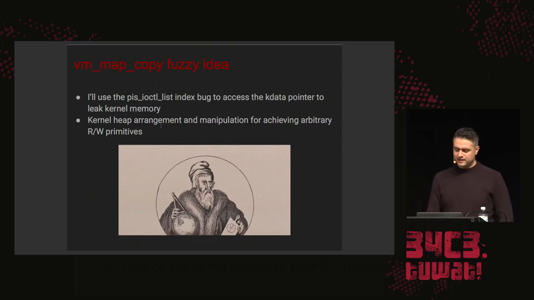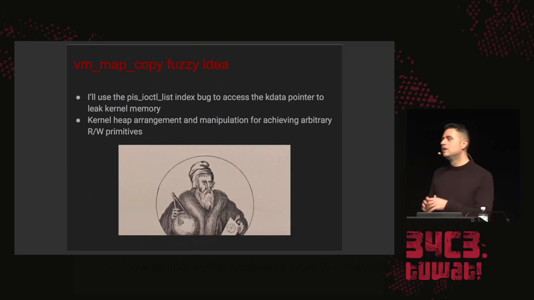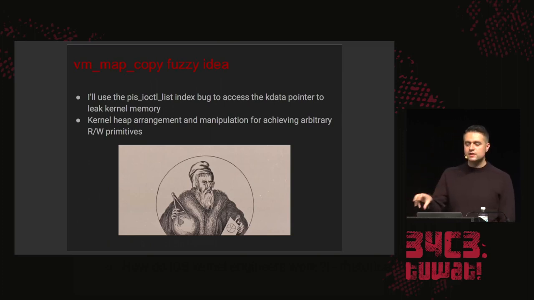So what was the idea I had at that point? The idea was to use this ptmx ioctl list index bug to corrupt this kdata pointer and have a relative leak of kernel heap memory, and that would be my first step towards exploiting the bug. Of course, the end goal is to have arbitrary read-write, and that's always the goal. It was just a fuzzy idea at that point. But when you study the bug and you see the different code paths and how the things you affect are used, then you have some maybe not completely concrete things in your mind, but you know that interesting things can happen. So that's what I had at that point.